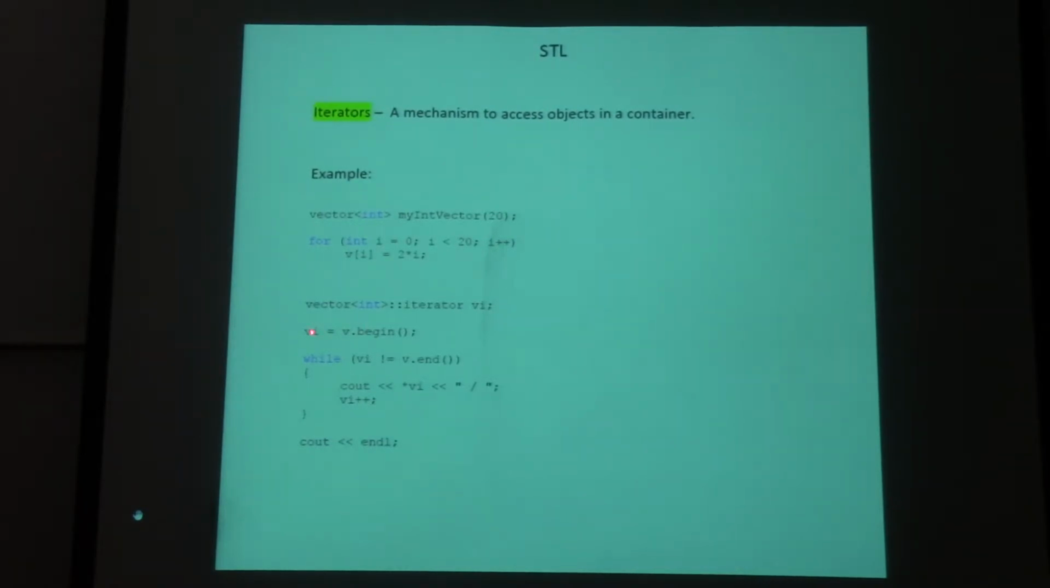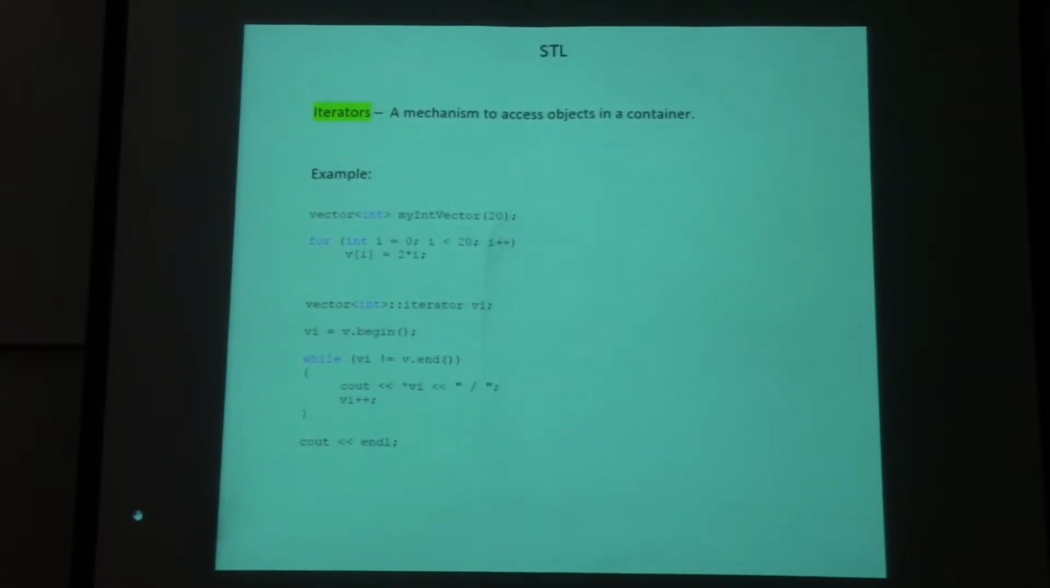Vi equal to v begin. There's some value going into vi that's marking the beginning of the vector. And while this value that's marking the beginning of the vector is not equal to the value that's marking the end of the vector, cout star vi. Well, if I say star vi, it sort of tells you something about vi. What is vi? What type is vi? Int pointer. Oh, okay. So it's an int pointer. How do I know it's an int pointer? Because vi is iterating through a vector of ints.